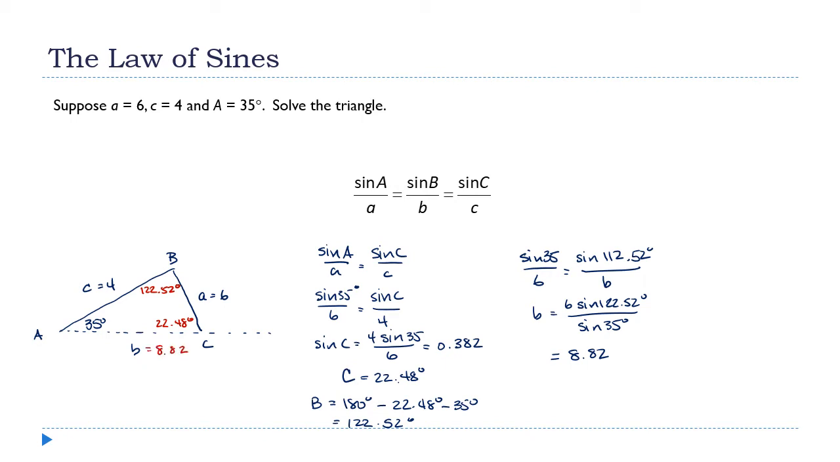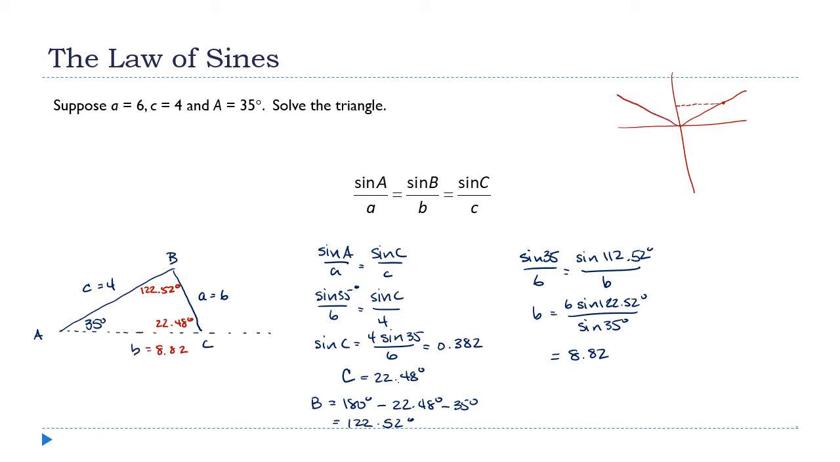But here's where I have to stop you. Sine of C equals 0.382. There's a second possibility for angle C, right? Think about your unit circle for a minute. I've got this angle, and its sine is 0.382, so that's going to be here somewhere. Okay, but there's another angle.